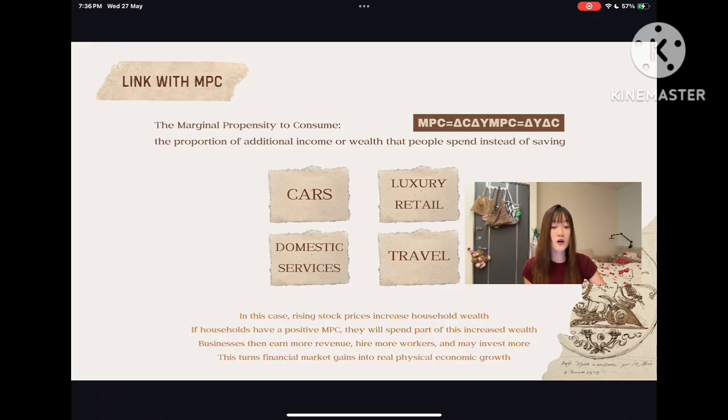Then businesses earn more revenue. For example, car companies, luxury stores, restaurants, hotels, and service industries may all benefit from stronger consumer spending. When businesses receive more revenue, they may hire more workers, increase production, or invest more. So the process is: stock prices rise, household wealth rises, consumption rises, business revenue rises, and real GDP increases. Therefore, the stock market boom becomes real physical economic growth through the wealth effect and the MPC mechanism.